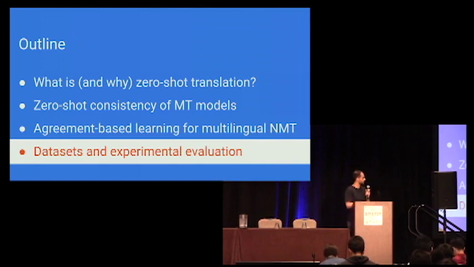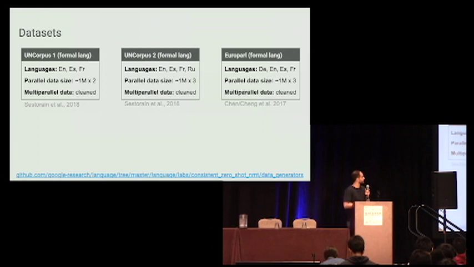All right, so finally, I've introduced this framework. Now I'd like to discuss some results and our experimental evaluation. So to evaluate all these methods, we've considered the following data sets based on UN corpus and on Europarl. These data sets are based on some formal language. The number of languages was 3 or 4. The number of parallel sentences was about 1 million per supervised direction. And we also ensured that the parallel data was cleaned. So there were no multi-parallel identical sentences in the data set. These data sets were used in the previous work.